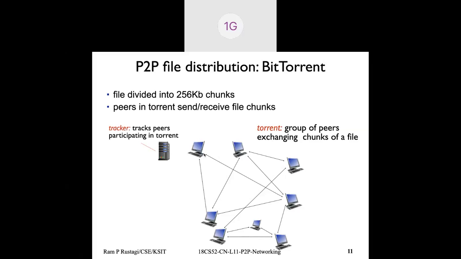Now each torrent has a unique node which is called the tracker. The tracker knows which nodes are part of this torrent group. Every time a peer joins the torrent group, they tell the tracker, I am there. In fact, periodically they tell the tracker that I'm still part of the group. And if the tracker doesn't hear from a peer, then it knows the peer has probably gone away.